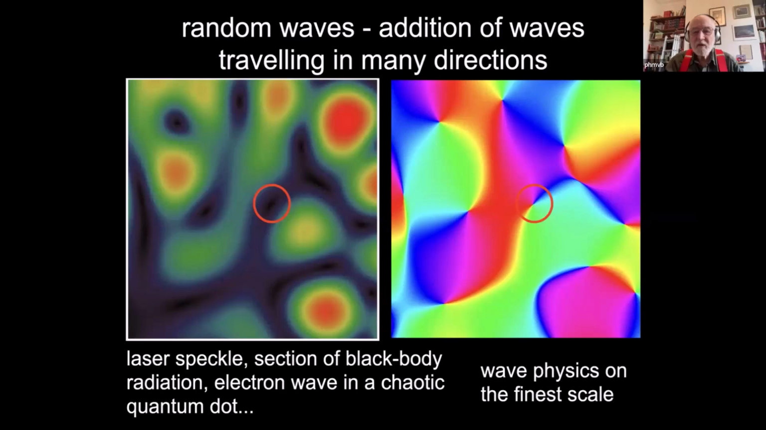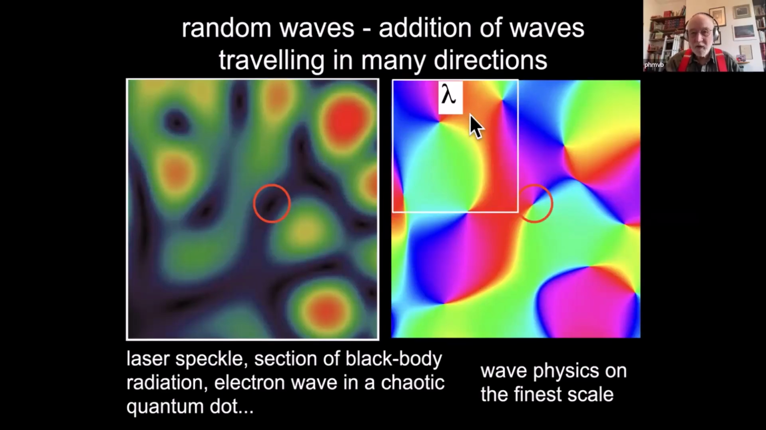This is the finest scale of wave physics. This is a square wavelength. You know, one of the observations that John Nye and I made all those years ago was that really it's wrong to think that nothing much happens on sub-wavelength scales.